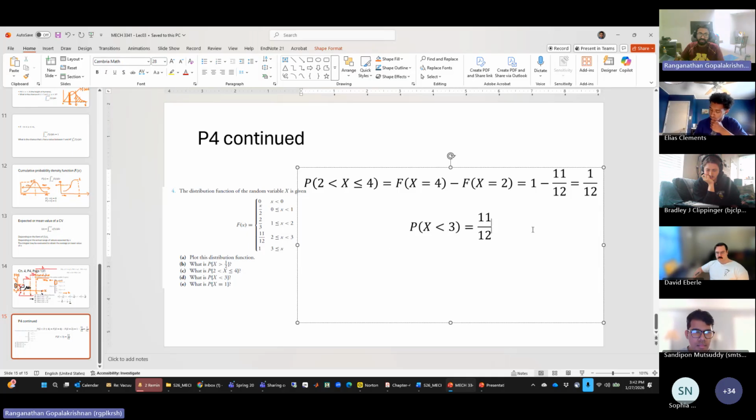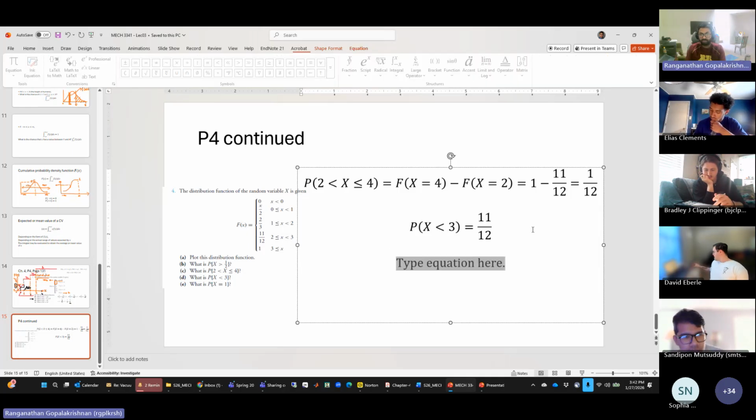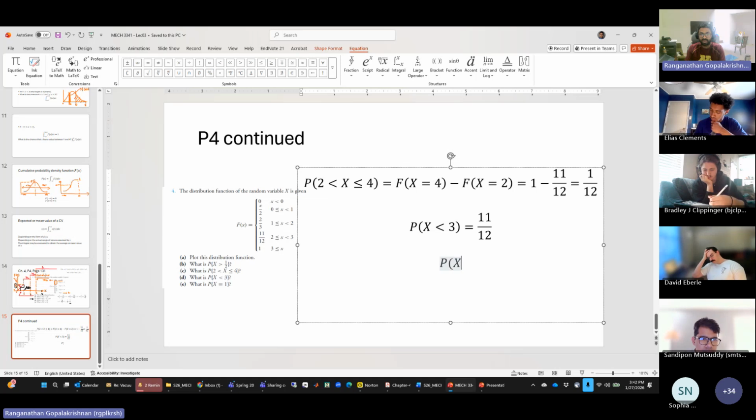Let's try part E. What is the probability that x equals 1? Exactly equal to 1, not less than, not more than, exactly equal to 1. 2/3. Okay, we have an answer, 2/3.